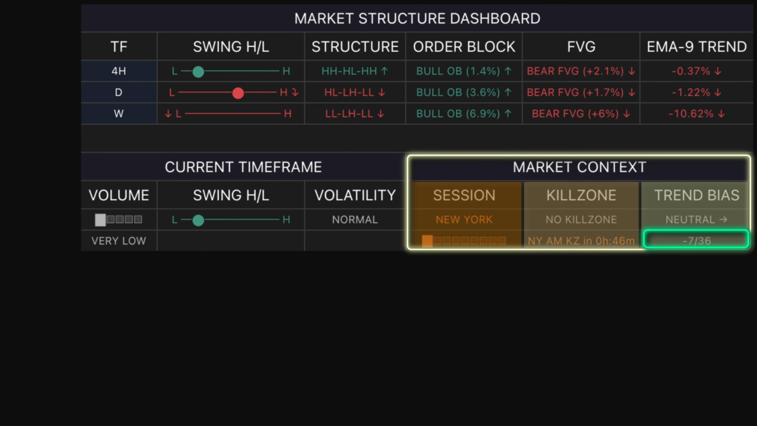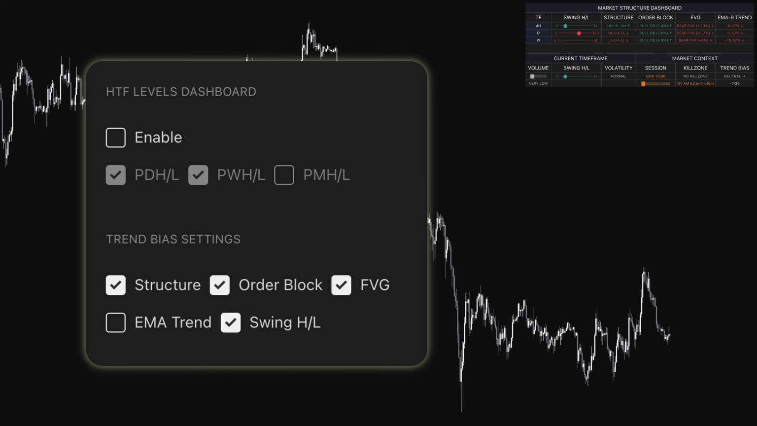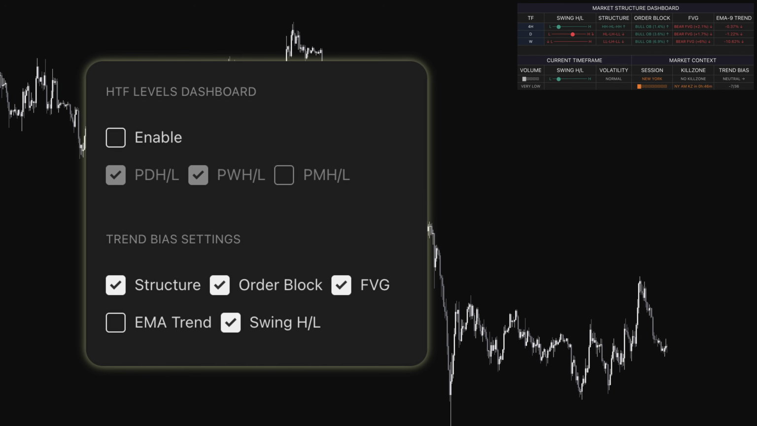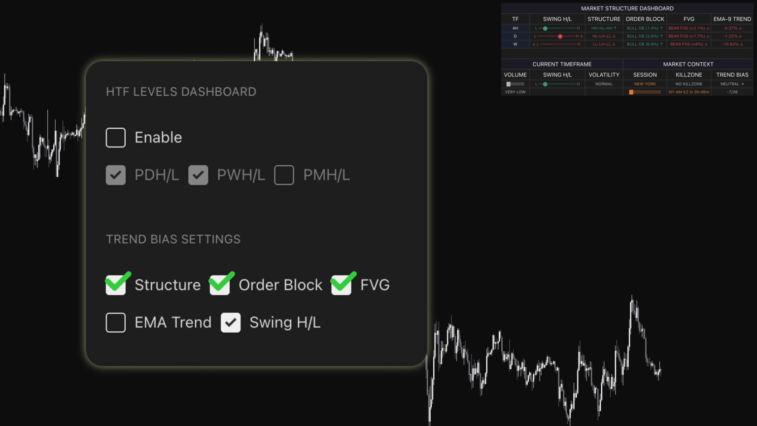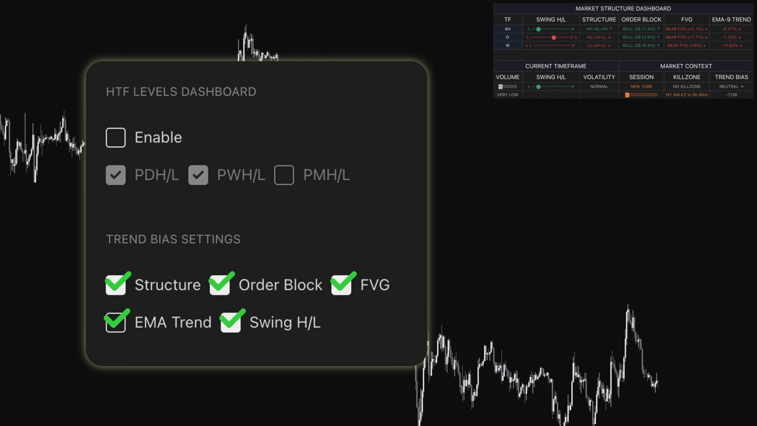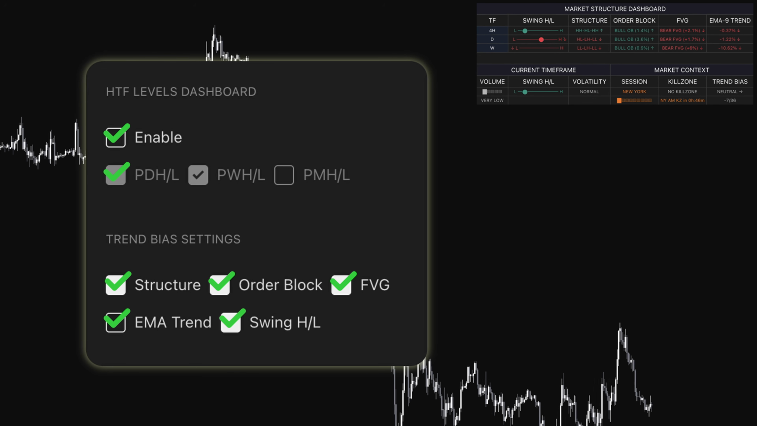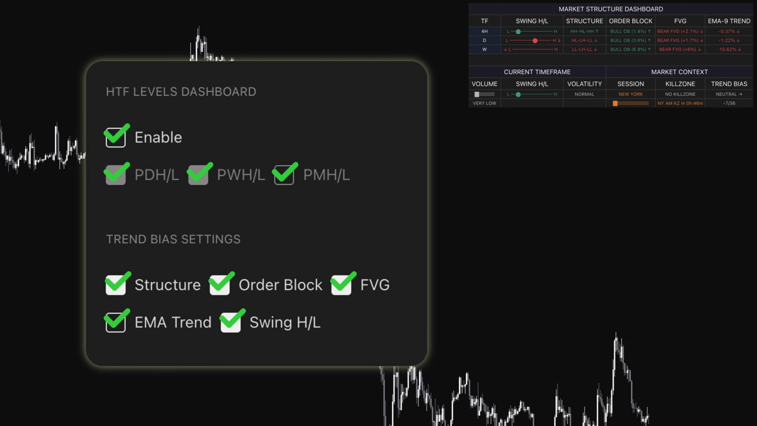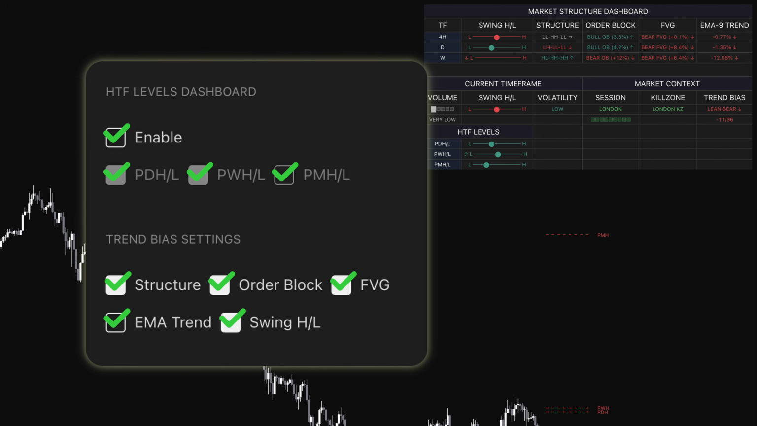That bias engine works by assigning weights to each timeframe. Traders can configure which factors feed into the bias calculation, choosing any combination of structure, order blocks, fair value gaps, EMA, and swing position. An optional HTF level section surfaces previous day, previous week, and previous month high and low prices, as both dashboard rows and plotted lines on the chart.